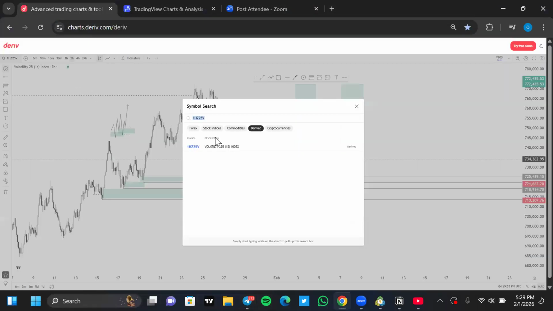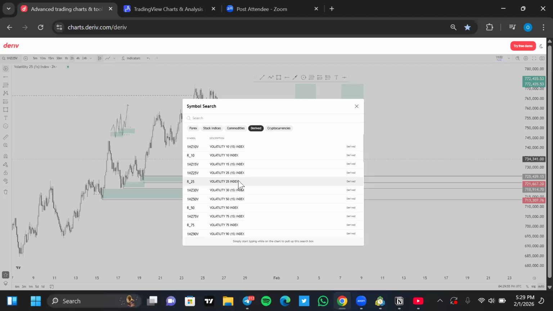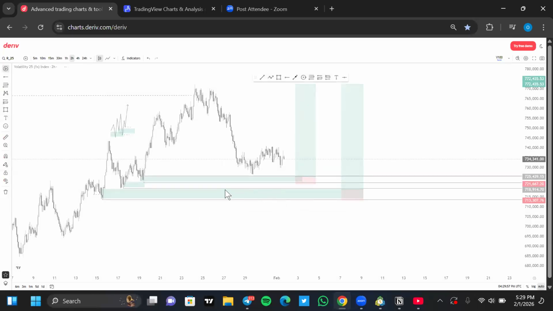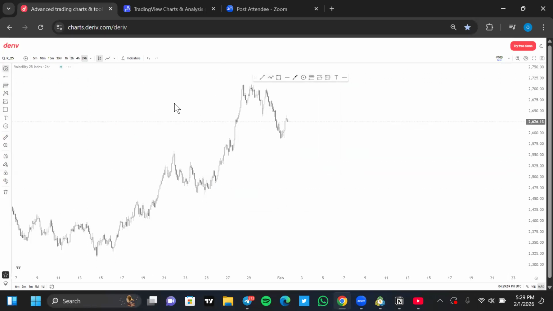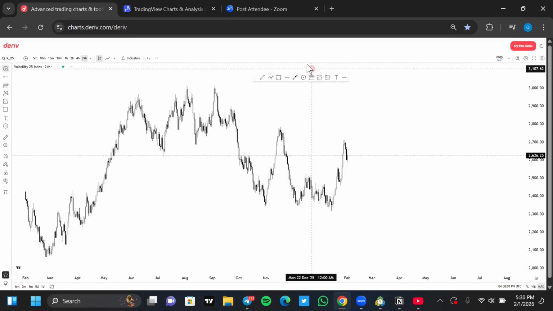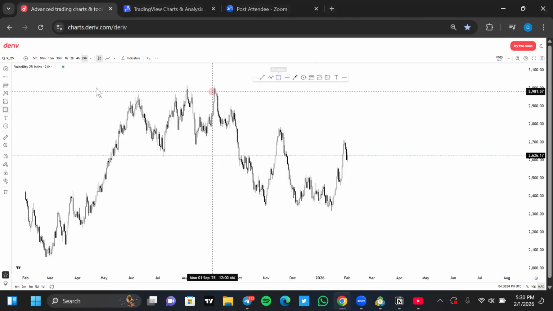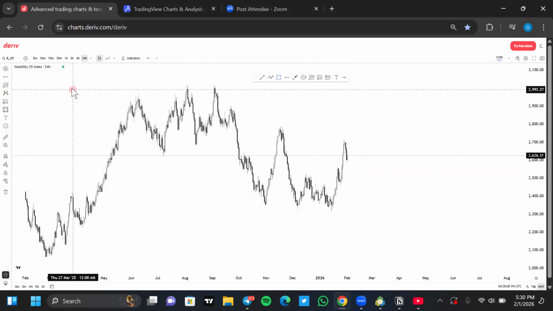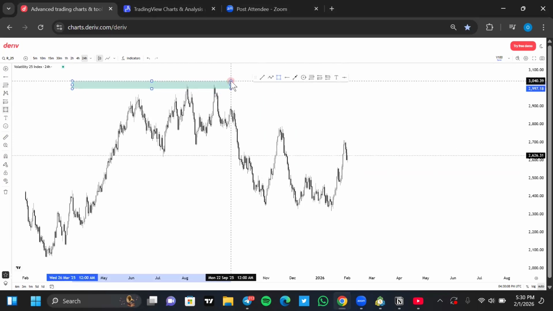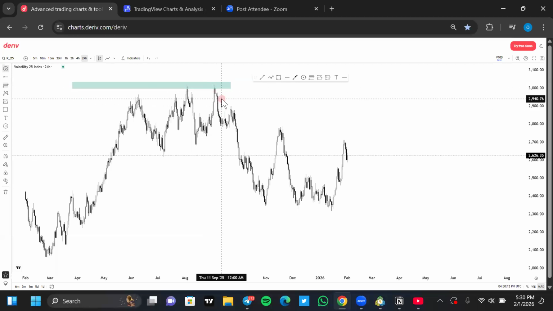So on V25, what do we have? Okay, we have this on V25. Actually, price is coming from a weekly POI here, around here. When it started selling here, price was coming from a weekly POI.